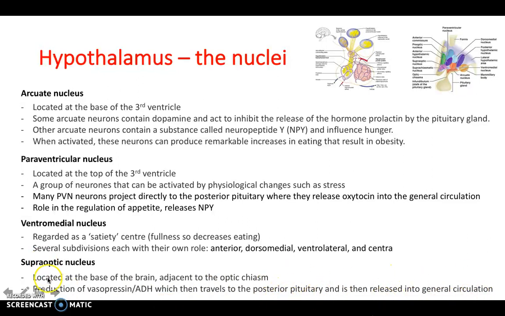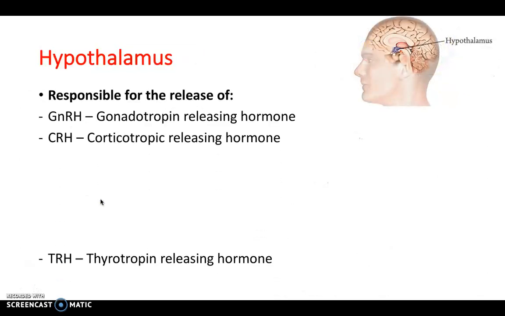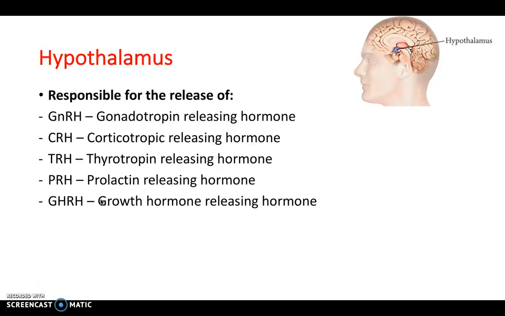So it's important to know that your supraoptic nucleus and your paraventricular nucleus are the ones that are producing those hormones that are then going to pass to the posterior pituitary gland before moving to the general circulation and the target organ. So as we've said, the hypothalamus is responsible for the release of several hormones. I've put ADH and oxytocin separate at the bottom because these are the ones that are going to go to the posterior pituitary because they're actually synthesized in the hypothalamus.